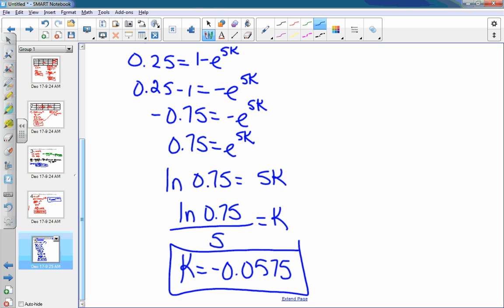Okay, that brings us to the next one. You guys can do part B on that. Part A was solve for K. Part B was estimate the number of units that will be sold if advertising expenditures are raised to $700. So if they spend $700 on advertising, how many units are they going to sell? That's what it's asking, right? Okay.